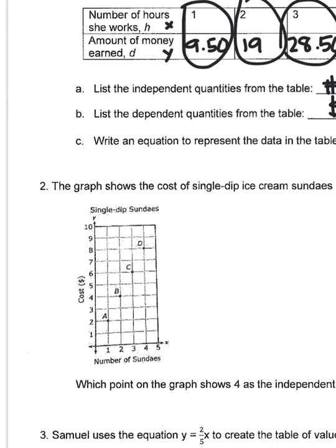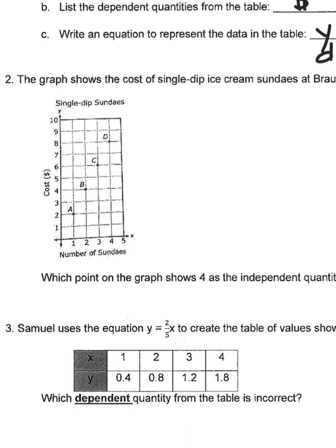Okie dokie, the next one. So the graph shows the cost of the single dip ice cream at Braum's. And so, again, they already have the X and the Y on there for you, but in case you get confused, do what they do in your science class. This is dry, so that's dependent. So you know this is going to be independent. And it says, which point on the graph shows 4 as the independent quantity? So we have a 4. And if we go up, there he is, point D.